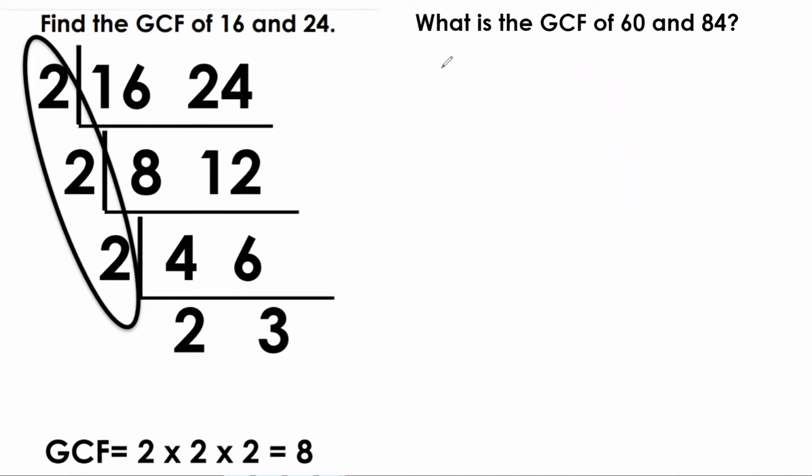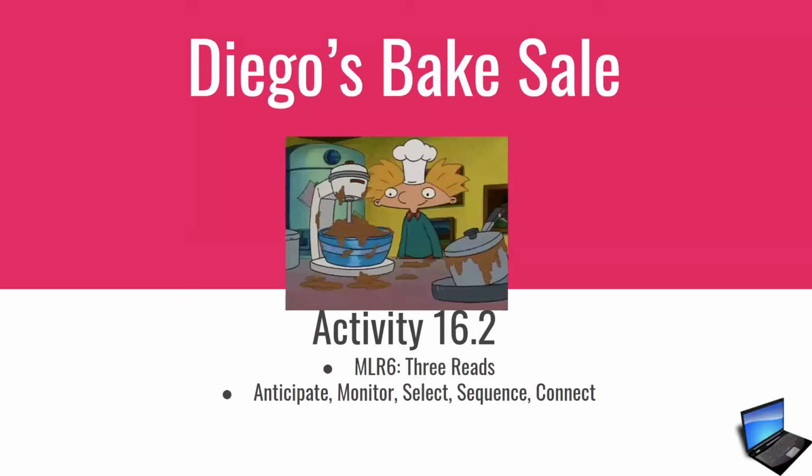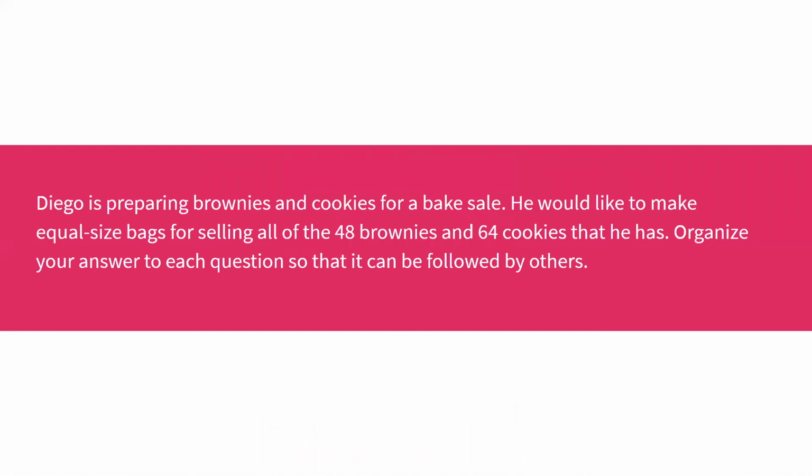What we're going to do now is go on to our next slide and look at an actual real world example of when we would use greatest common factor in order to solve a real world problem. So we're going to look at Diego's bake sale. We're going to read the problem. Then we're going to go back and read it a few times to make sure we really understand it. This is something we did a lot in class, and we want to continue to do that online.